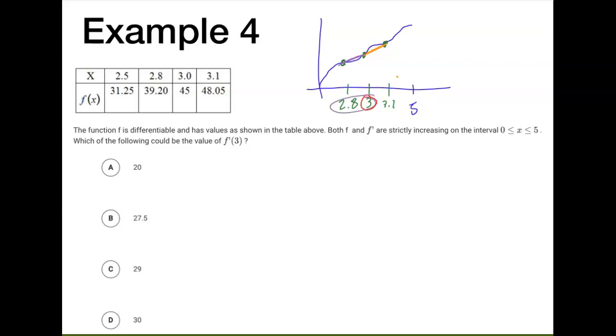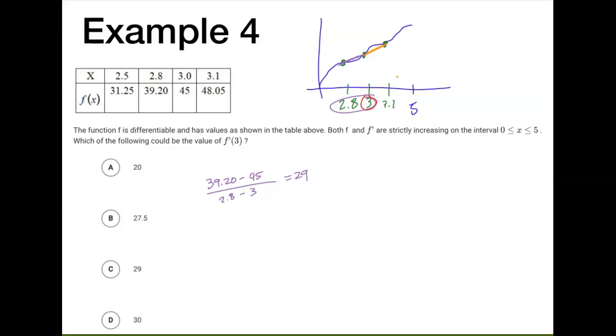So first, let's find the one I put in purple, which was the slope between 2.8 and 3. All right, so I'm going to do 39.20 minus 45 over 2.8 minus 3. I'm just going to pop that in my calculator. All right, I get 29.